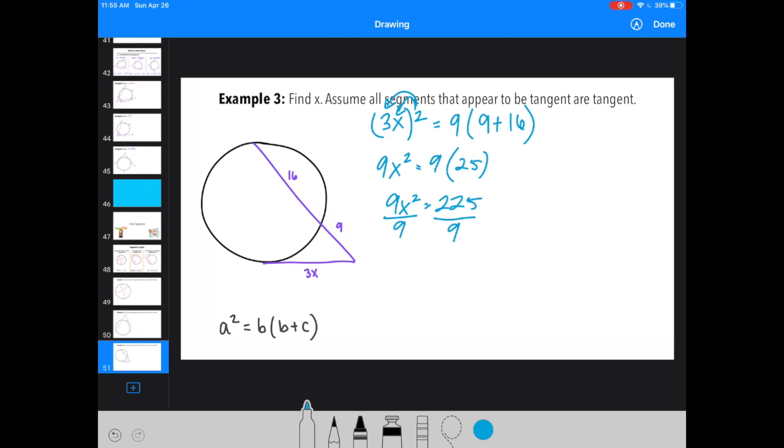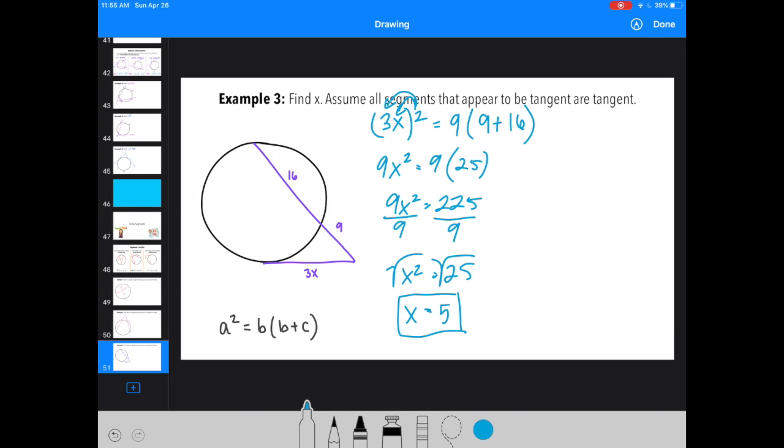I'm going to divide by 9. I guess I could have skipped a step there. But 225 divided by 9 is 25. So I have x squared equal to 25. I'm going to take the square root to get x by itself. And my x is equal to 5.